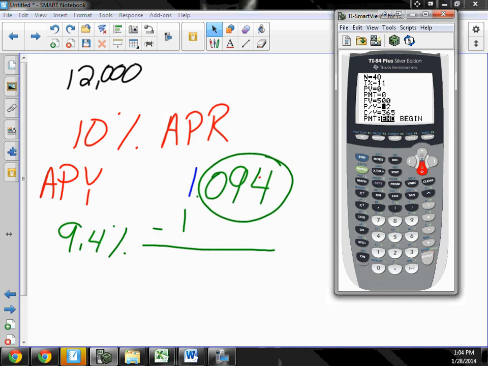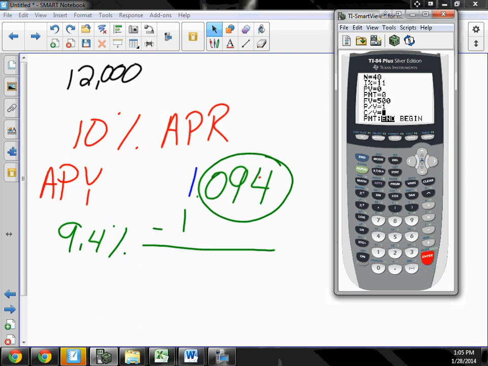Payments per year. Well, it doesn't matter, right? Because our payment value is 0. So you can put as many payments in as you want, but it will affect your N. So whenever my payment is 0, I usually put in 1.